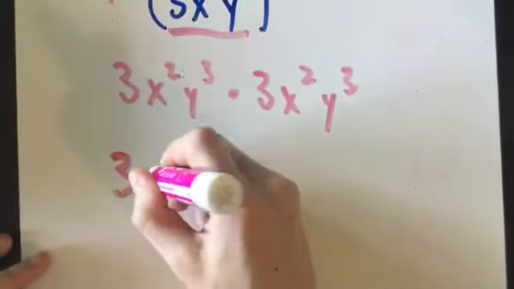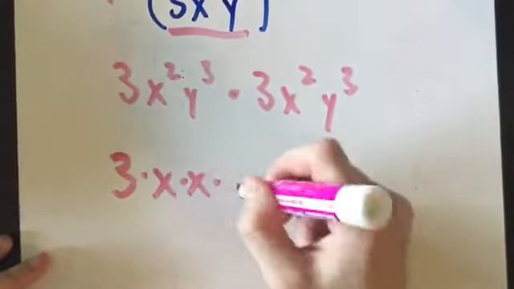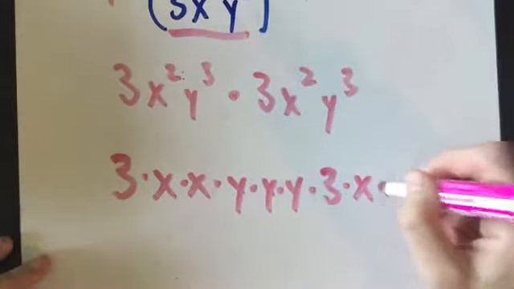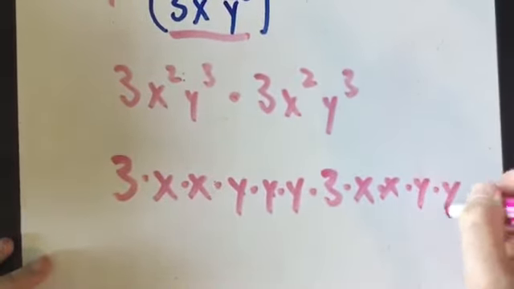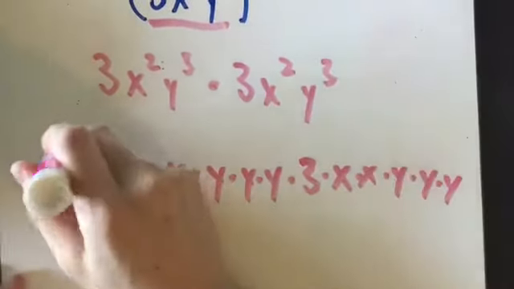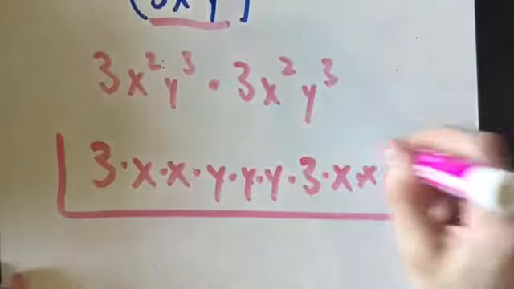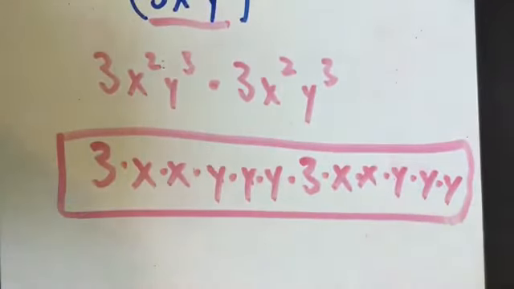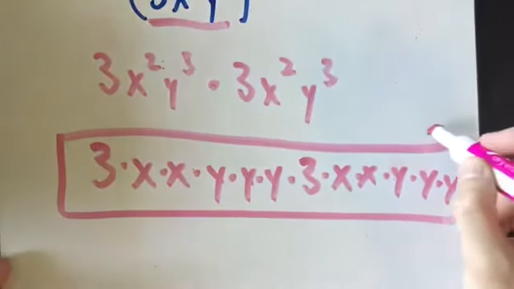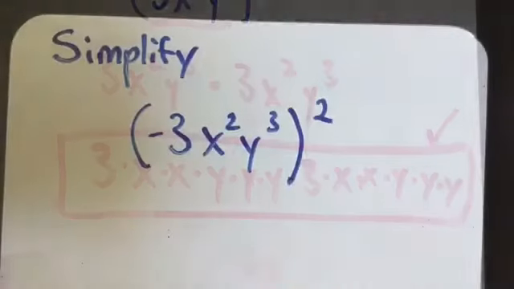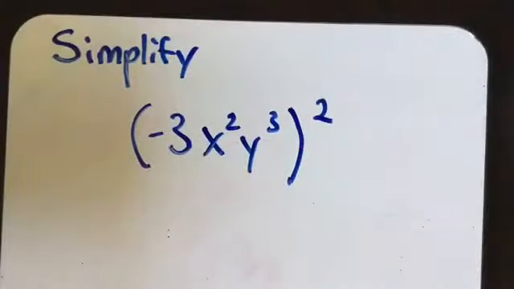So now we can say that this is 3 times x times y times y times y times 3 times x times y times y times y. Now we have expanded completely. We have expressed as a product of factors. Some people might want to take it a step further and reorder and make it 3 times 3 times x times x times x times x and then times all the y's. That's fine, but this is a full credit answer.